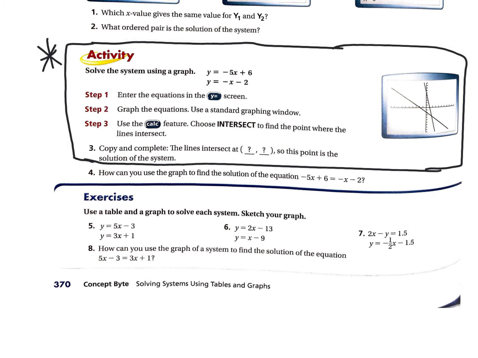If you have any equations in your calculator right now, you can clear those out. Then for y1, you can put negative 5x plus 6. And for y2, you can put y equals negative x minus 2. When you do the negative x minus 2, make sure you're using the negative button in front of the x. You cannot use the subtraction button, or it'll give you a syntax error message. And then after you do that, you can graph those.